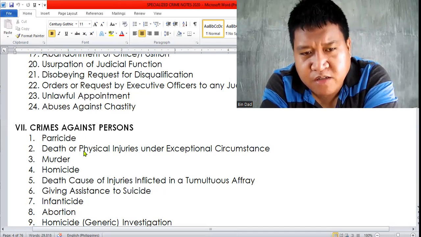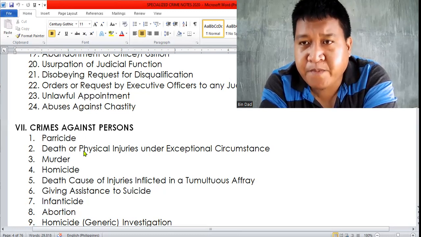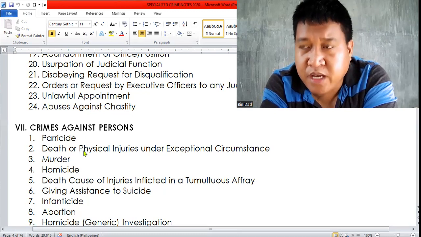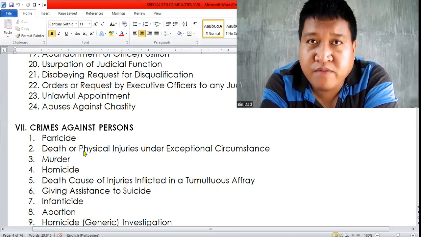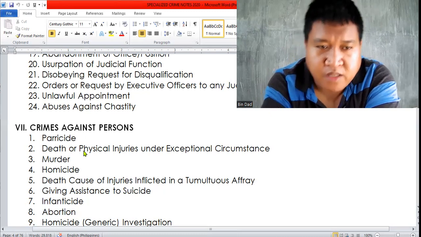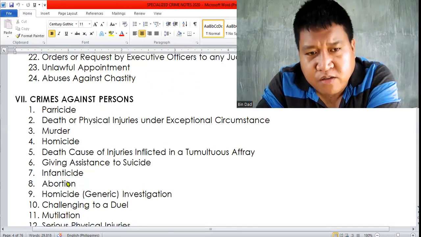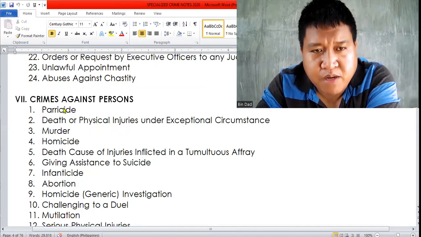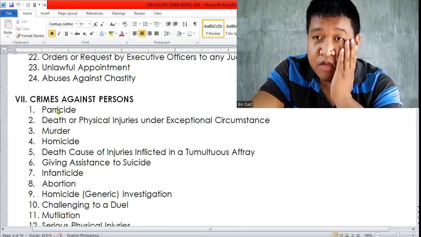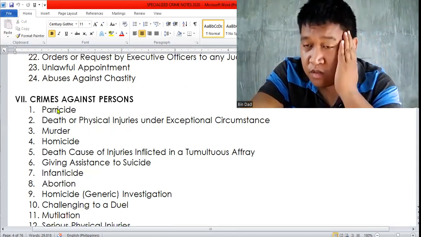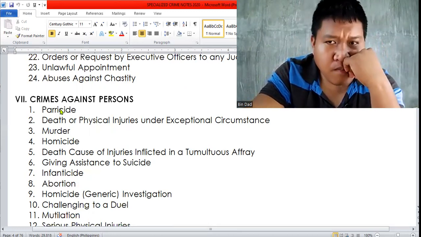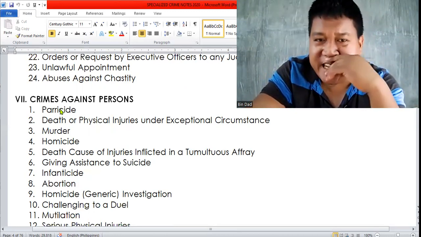Then another killing here is infanticide. Regardless of your relationship with the victim, so long as the age is concerned, it should be less than 72 hours or less than 3 days old. If you kill that, that is tantamount to infanticide. So do not forget that. Infanticide, homicide, murder, parricide, these are common crimes involving killing. But the highest is murder. Parricide is when you kill your spouse, your ascendant or descendant, also your brother. Or a mother, you kill your son or daughter, that is parricide.